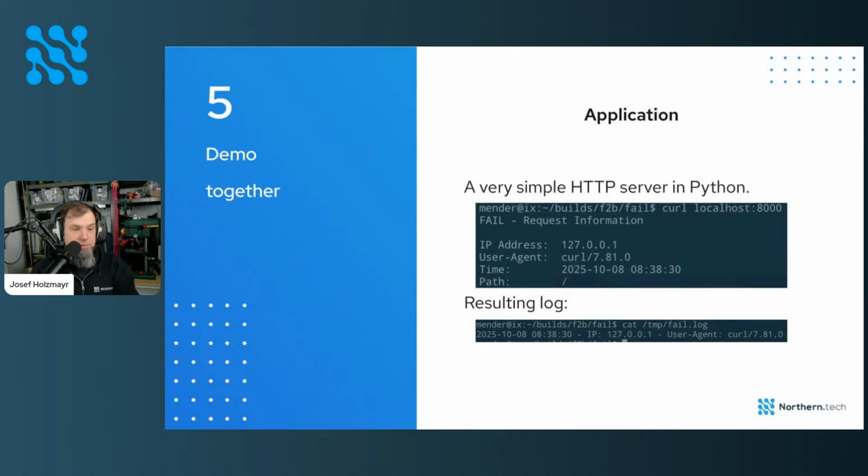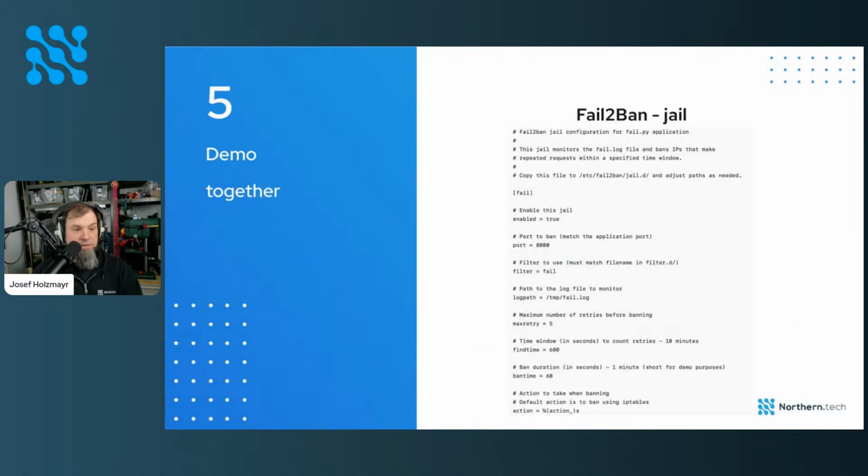I'm going to show it live in a second, but as an example, you can see I curl my host, I get something back. This is the actual application. It just gives me a little bit of information on what happened, and it logs all of this. How can Fail2Ban react to it? Fail2Ban needs two things in the most common use case.